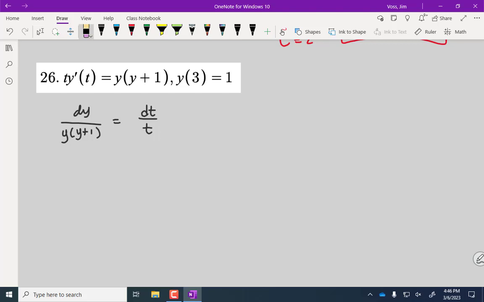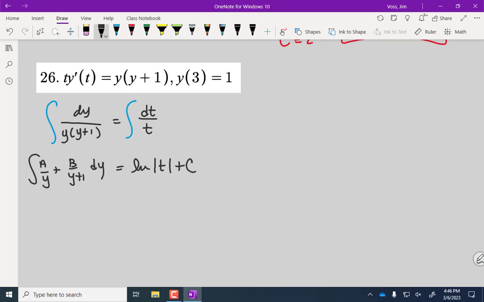So the right-hand side, everyone looks pretty good on the right. If we integrate both sides here, this is going to be natural log absolute t plus c. Yes. But the left side is going to be the integral of a over y plus b over y plus 1 dy.